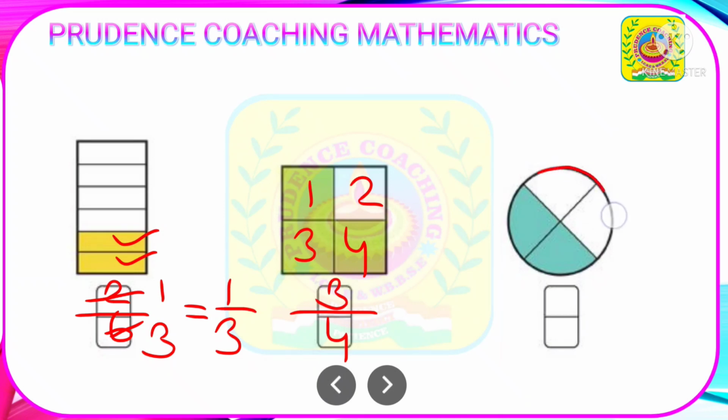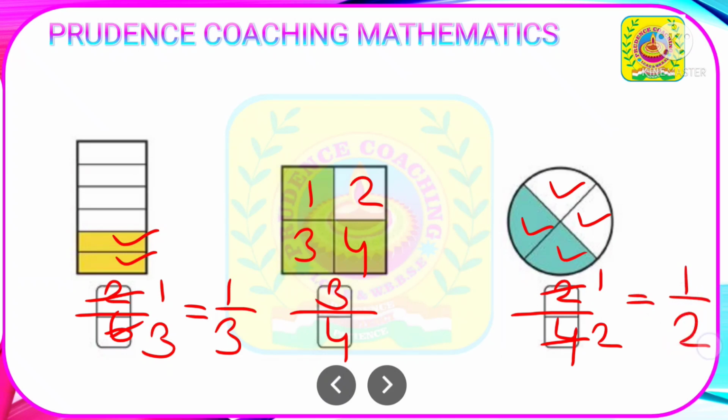Let us move on to this circle. So this particular circle is divided into 1, 2, 3, 4, 4 equal parts. So you just write 4 in the denominator, and how many parts are colored out of these 4? 2 parts. So 2 by 4. So as you can see, we can cancel out this 2 and 4 by 2. So 2 ones are 2, 2 twos are 4. So you will get 1 by 2 as your final answer.